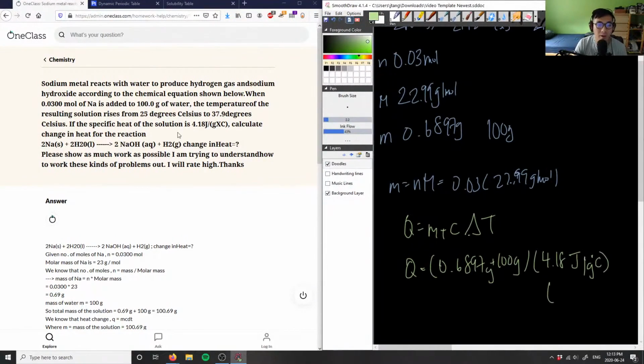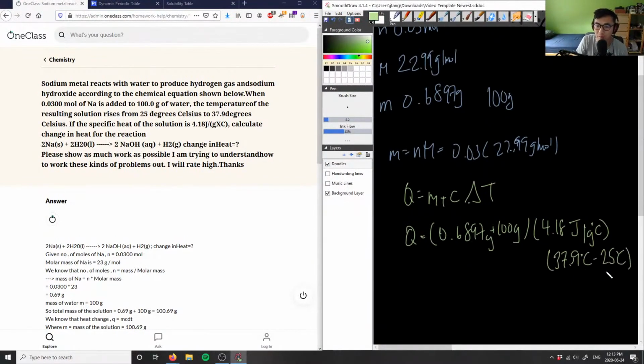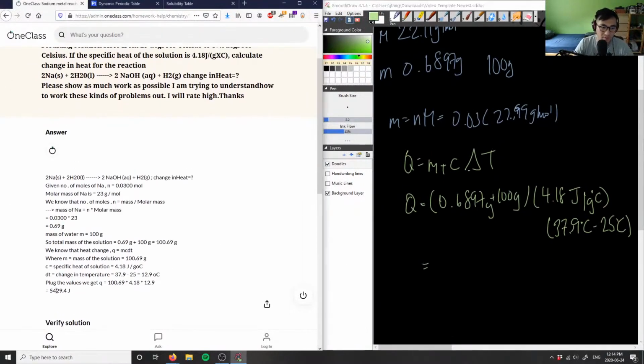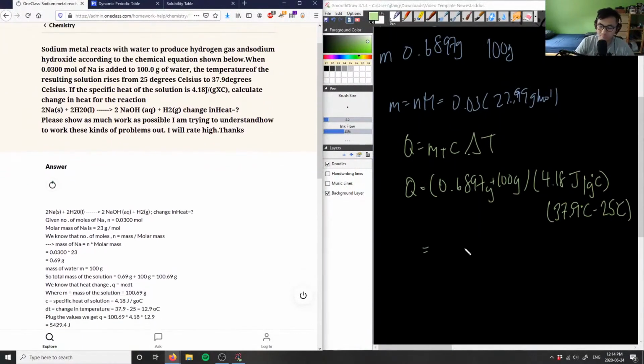And finally, we have our T initial and T final, right? So it's rising from 25 to 37.9. So we're going to do 37.9 degrees Celsius minus 25 degrees Celsius. And we can plug this all into our calculator to get simply Q, right? You have 100 plus 0.6897, which is 100.6897, multiplied by 4.18 multiplied by 37.9 minus 25. This will give us 5,429. And this 5429 is the correct answer here.